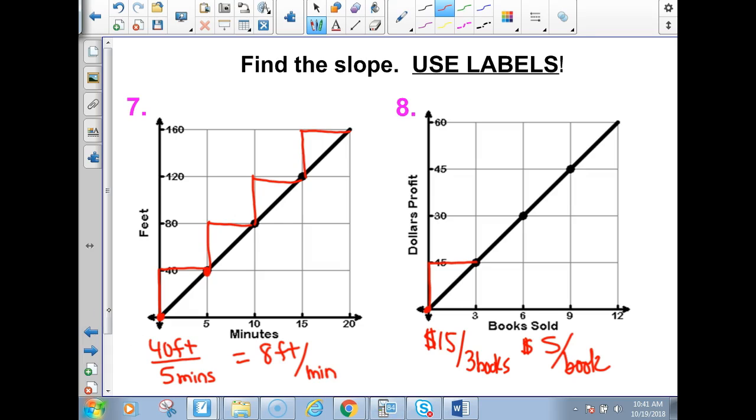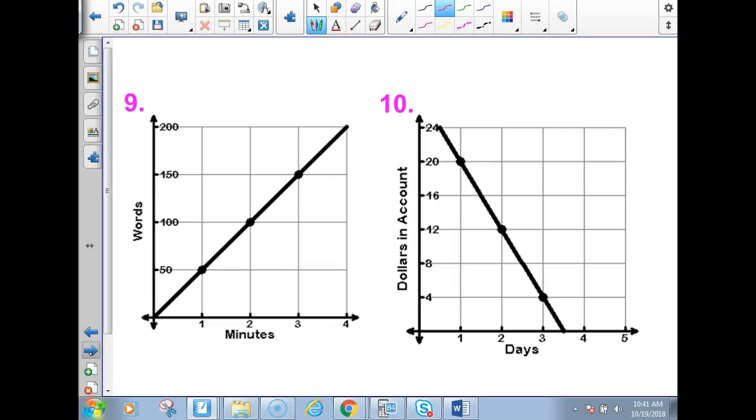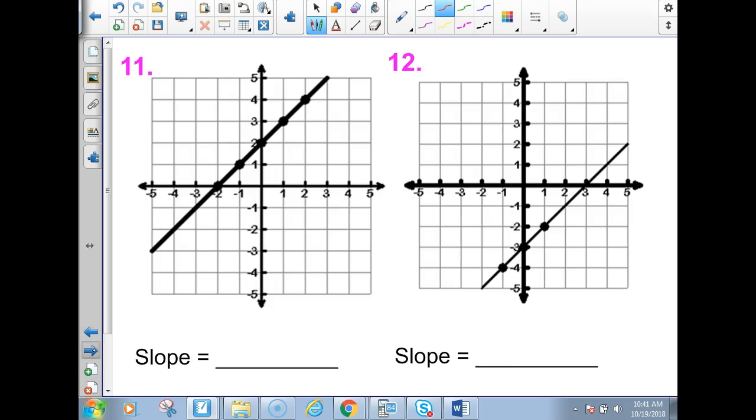That's why you do that section. So you'll want to have labels on 9 and 10. When you get to 11, you're simply counting your slopes, and you want to make sure you go left to right on your graphs. The slope's moving up 1, right 1, up 1, right 1, up 1, right 1. So the slope's 1 over 1, and then you simplify that to 1.